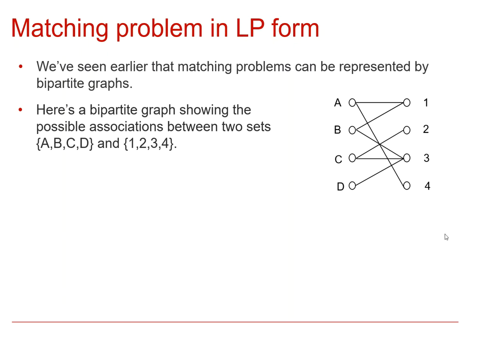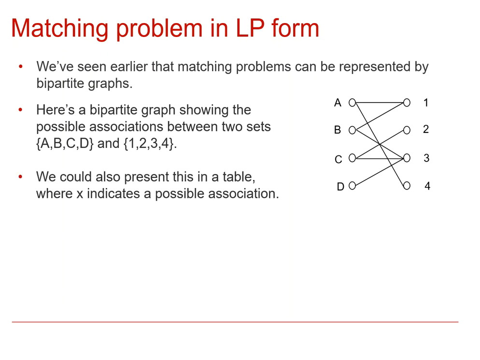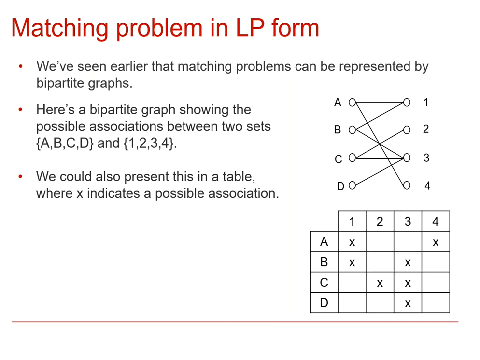What this could represent is four workers A, B, C and D, and four tasks, and the matchings show whether or not a particular worker is able to do a particular task. Ideally we want to find a matching, so we want to match each worker to a task uniquely, so that each worker has a task and each task has a worker. Another way of representing this problem is in a table with a cross indicating a possible association of a task with a worker.